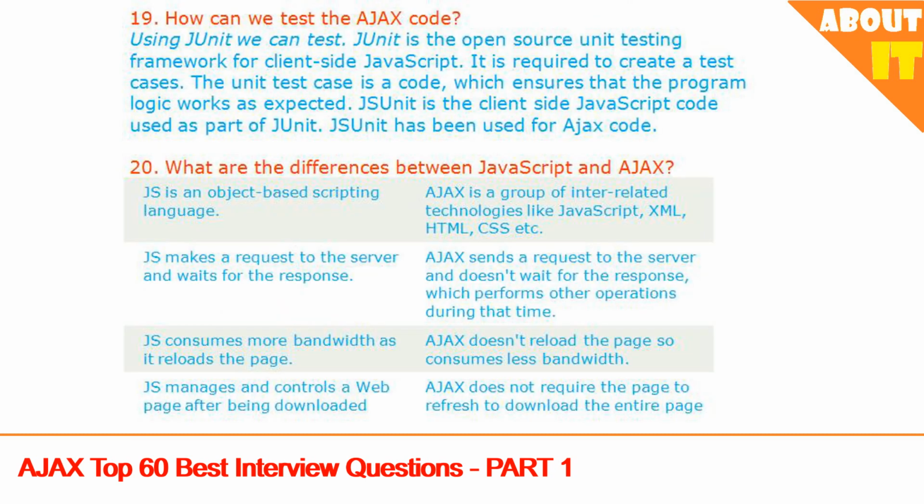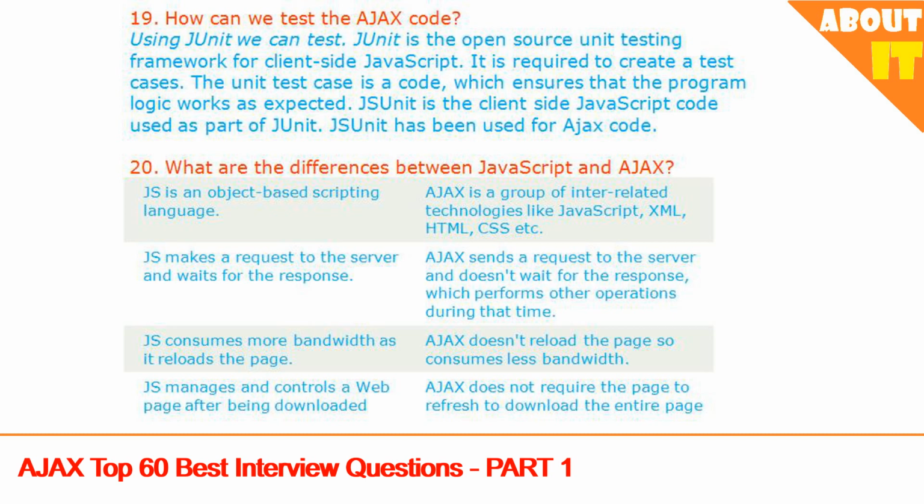19. How can we test the AJAX code? Using JUnit we can test. JUnit is the open-source unit testing framework for client-side JavaScript. It is required to create test cases. The unit test case is a code which ensures that the program logic works as expected. JSUnit is the client-side JavaScript code used as part of JUnit. JSUnit has been used for AJAX code.